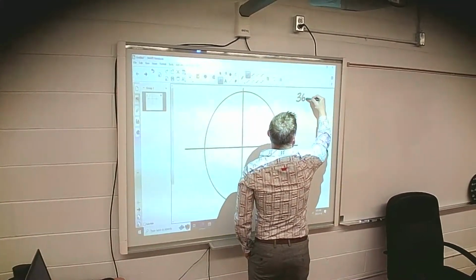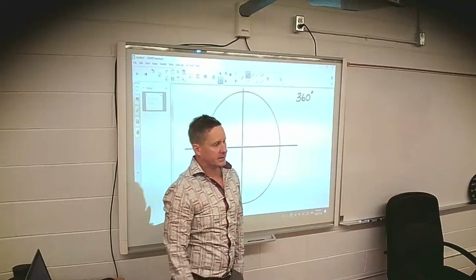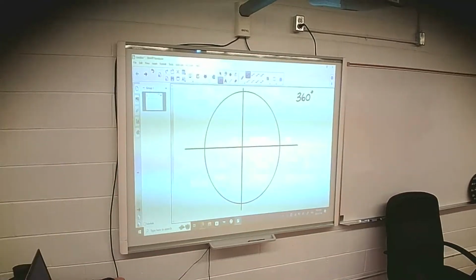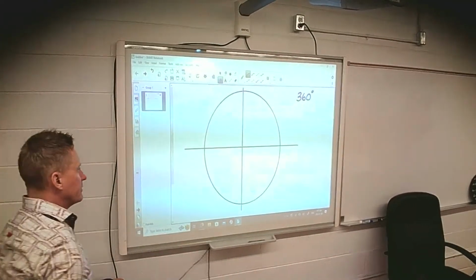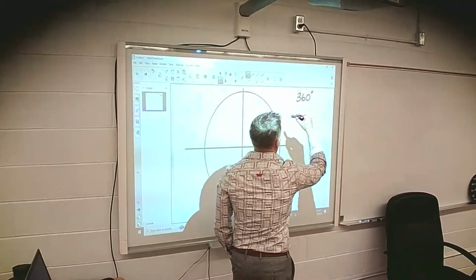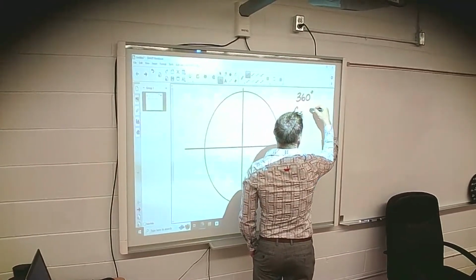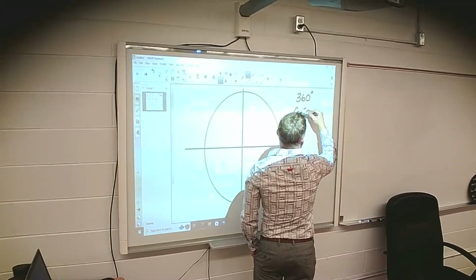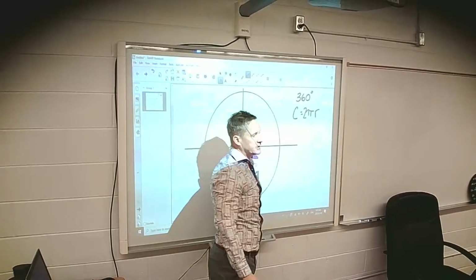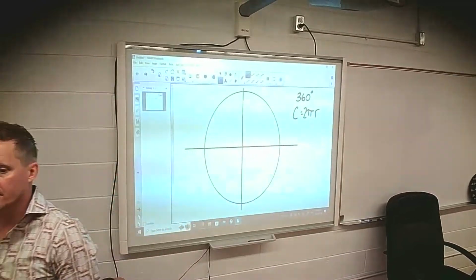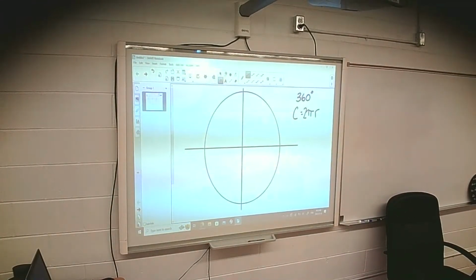So, number of degrees around a circle is what? 360 degrees. All circles are 360 degrees. That's pretty simple, pretty straightforward. Now, if I ask you to find the distance around the circle, that's called the circumference. And we find the circumference by going 2 pi r. So that's the circumference of the circle.